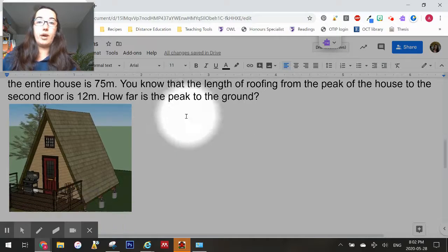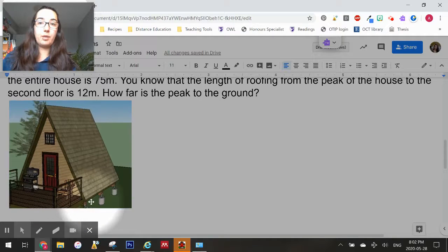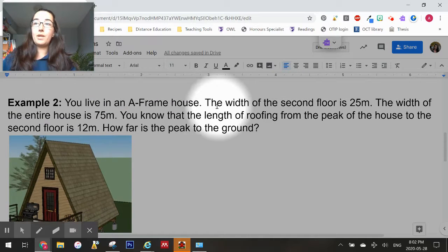You live in an A-frame house. An A-frame house is a house that is shaped like this, where it basically has one giant roof. The width of the second floor is 25 meters. The width of the entire house is 75 meters. You know that the length of the roofing from the peak of the house to the second floor is 12 meters. How far is the peak to the ground?